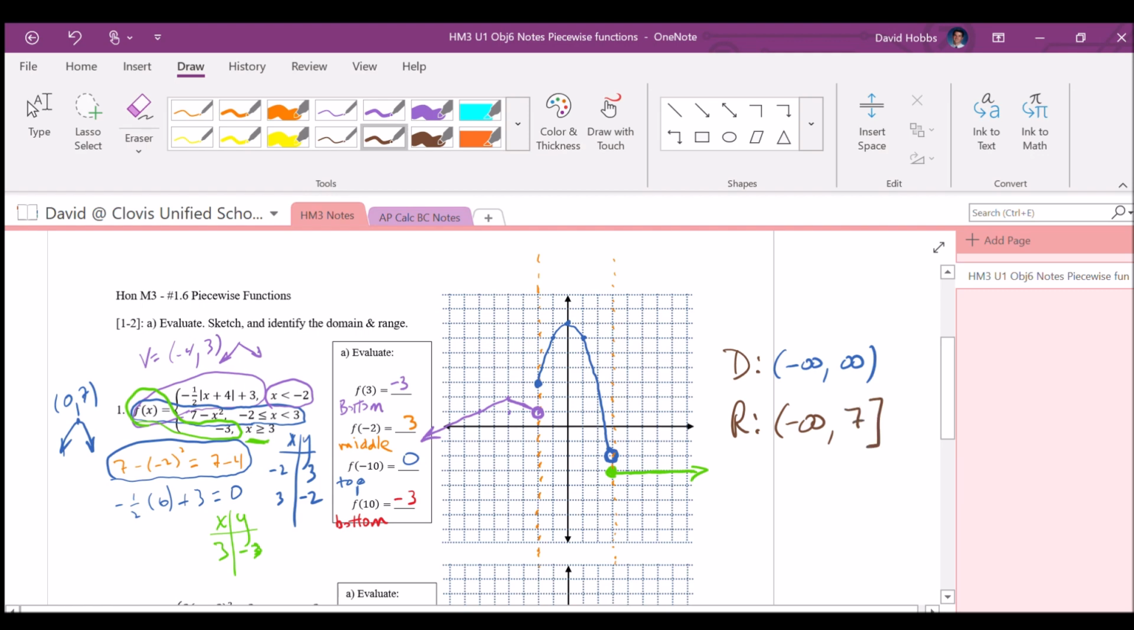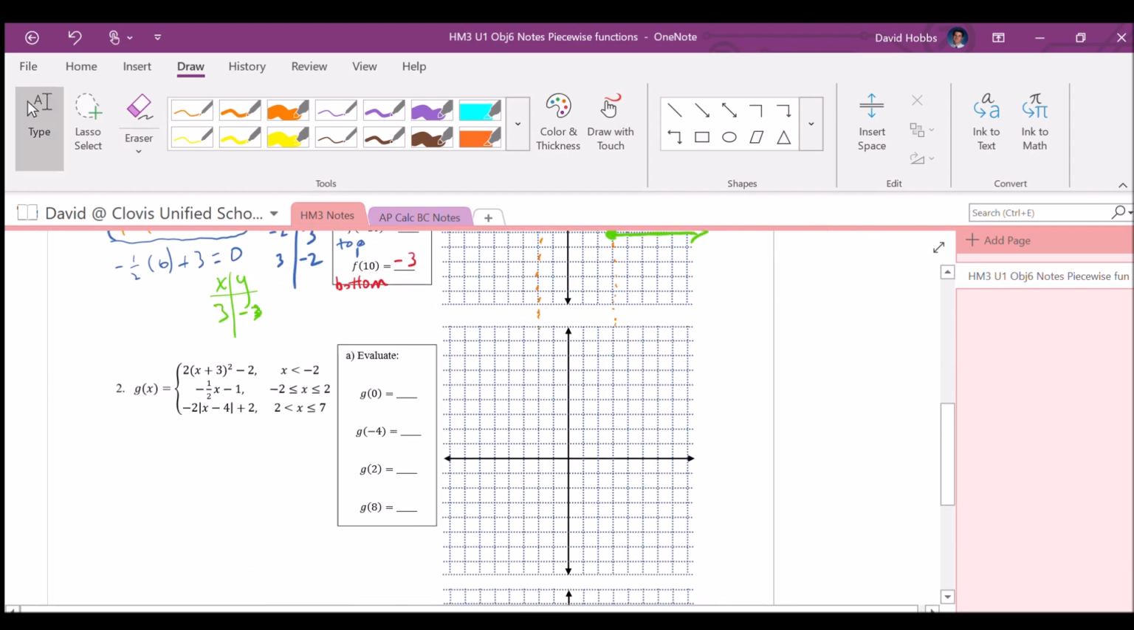And yes, it touches it, and it hits all the elevations in between as well. Okay, now, that one just took some time. Let's do the second one. We'll pick up the pace here a little bit.